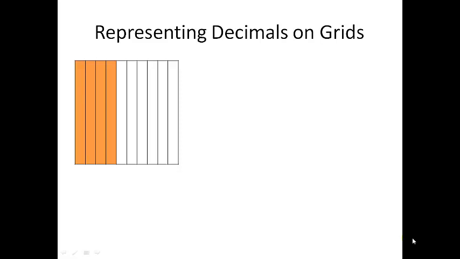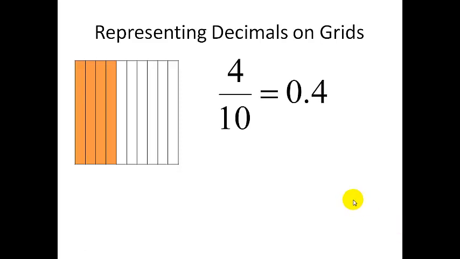So representing decimals on grids. By understanding how to represent a decimal on a grid, you'll also get a better understanding of why the decimal place values have the names that they have. So look at the grid on this slide. There are 4 parts out of 10 shaded in. So we would write that as the fraction 4/10. But as a decimal, it would be written as 0.4. Both of these numbers are read 4/10. One thing to notice is that you have 1 zero here, and you have 1 place after the decimal point.